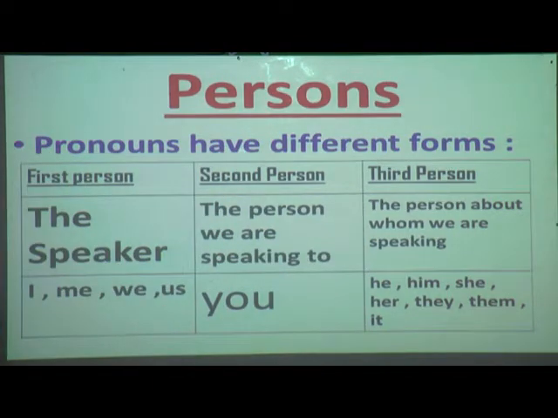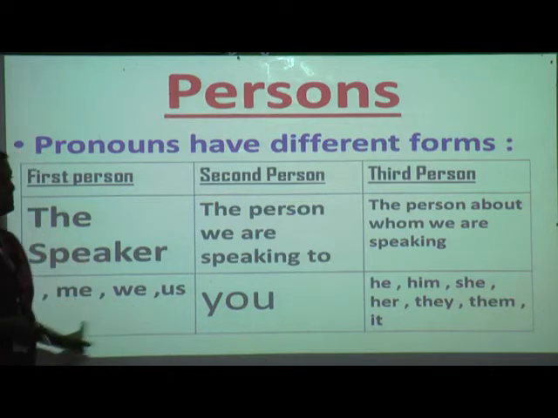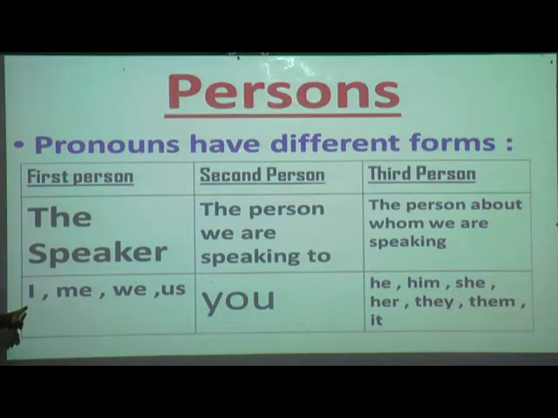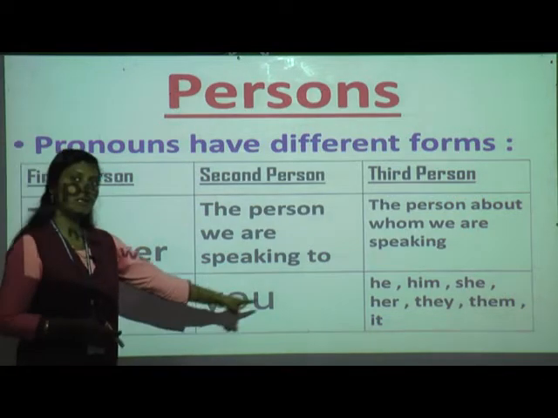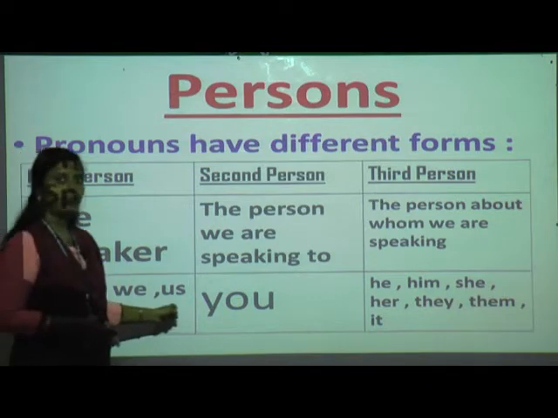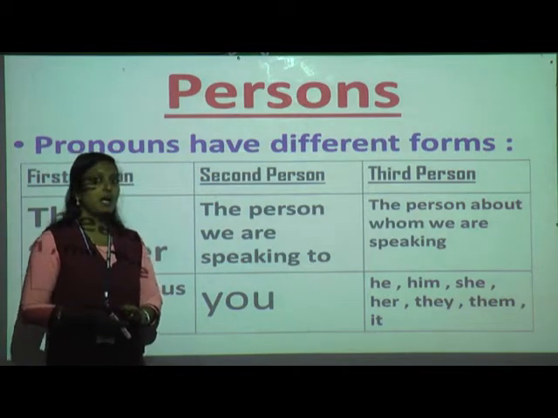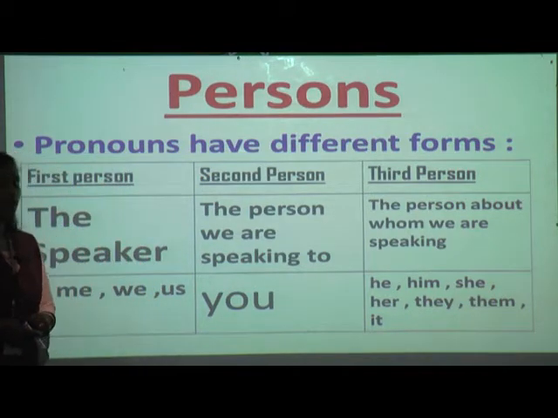Now, if it is the first person, which pronouns are we going to use? Yes, I, me, we, us. See, this table is very important. It will help you to understand who is the first person, who is the second person and who is the third person. Again I will repeat, what are the pronouns used for the first person, students? Yes, I, me, we and us.